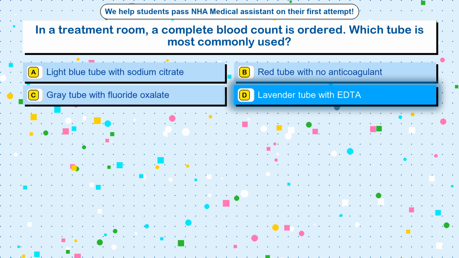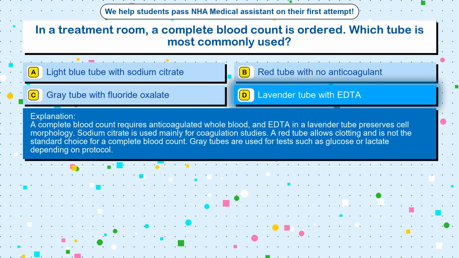Lavender tube with EDTA. A complete blood count requires anticoagulated whole blood, and EDTA in a lavender tube preserves cell morphology. Sodium citrate is used mainly for coagulation studies. A red tube allows clotting and is not the standard choice for a complete blood count. Gray tubes are used for tests such as glucose or lactate depending on protocol.